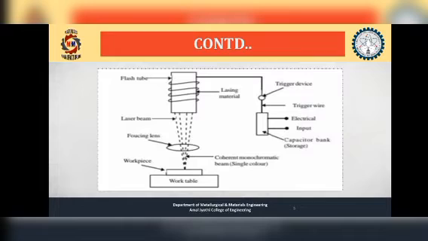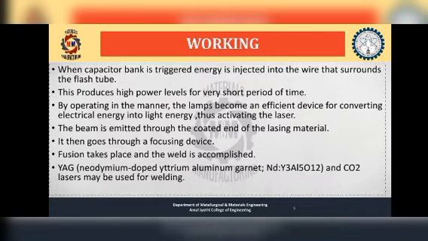This is the main flow diagram of laser beam welding. Here we can see the capacitor bank, which is connected to the flash tube, which is surrounded by copper wire. The emitted laser is then focused through a focusing lens onto the workpiece. Now we move on to the working.